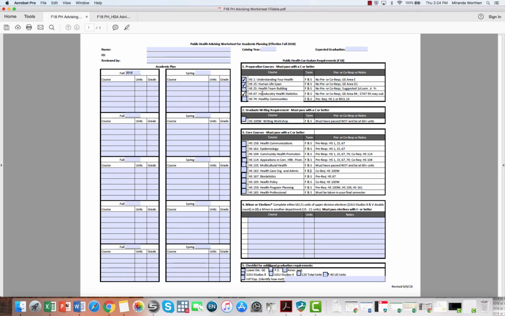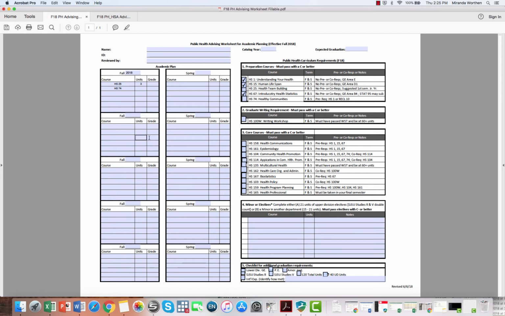You'll see HS 25 we recommend in the first semester of junior year. So if you're a transfer student, I would just go ahead and put in HS 25. That's 3 units, and you would leave the grade blank until you take it. We also recommend that transfer students start with HS 74 in their first semester, so you just put in HS 74. And then if you have passed the WST and you're at least 60 units, you can go ahead and take the 100W course, okay?